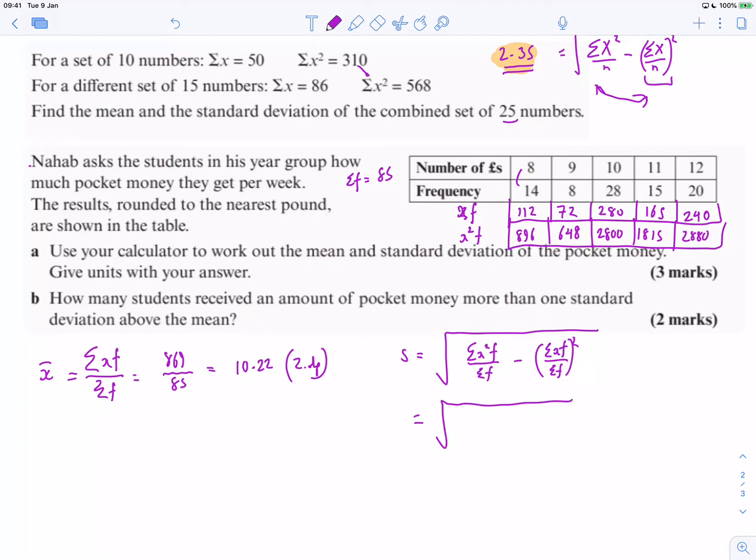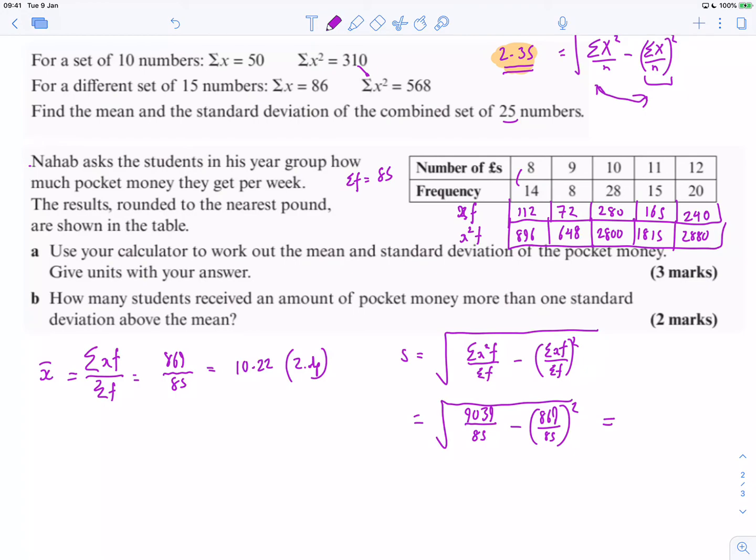Sum those all up, so 896 plus 648 plus 2800 plus 1815 plus 2880. That is going to be 9039 over sigma f, which is 85, minus our mean, which we worked out before. I'll leave it as the exact fraction, 869 over 85, squared. All I have to do is bang that into a calculator. So fraction 9039 over 85 minus fraction 869 over 85, close brackets, squared.